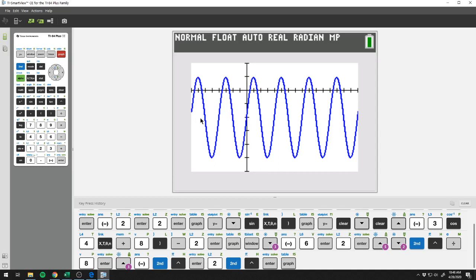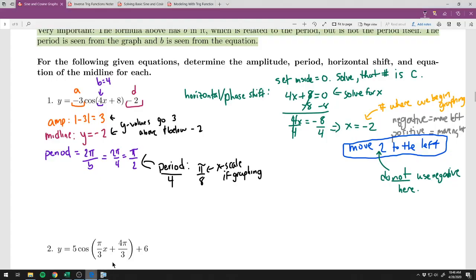The problems in the homework are gridded, so you will have like a checkered pattern to be able to see this. But we can see that's going on. And then also the amplitude, like I mentioned, if you check how high you are going up from the middle, from here up to the top, that is 3. 1, 2, 3. All right, now the phase shift is negative 2, or 2 to the left.